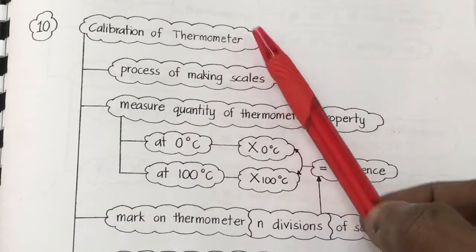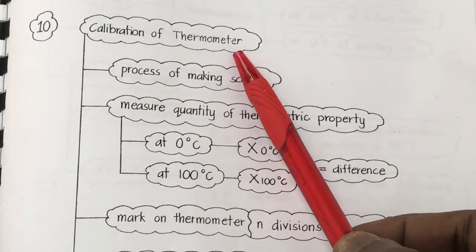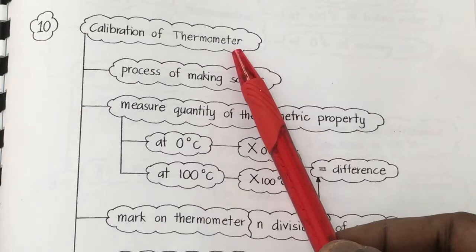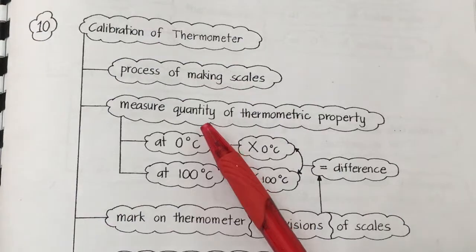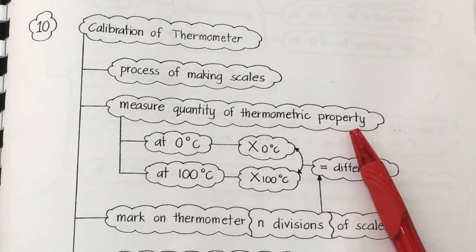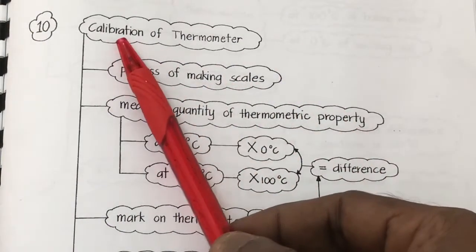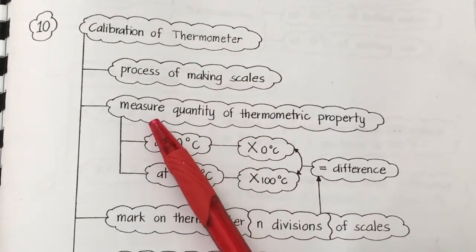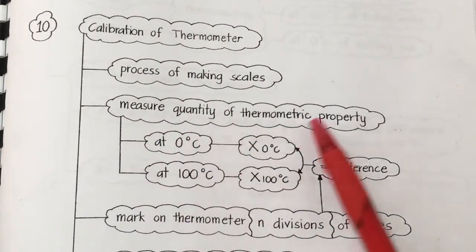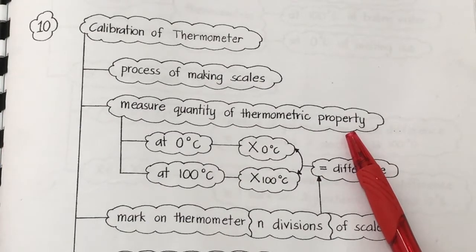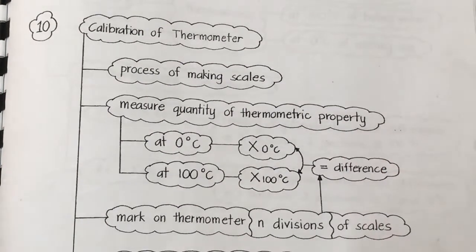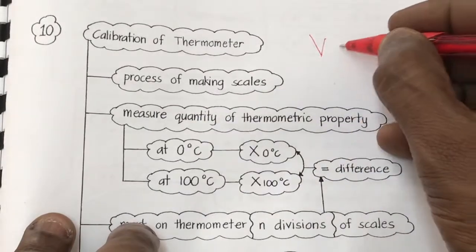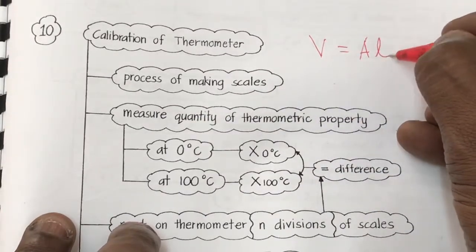Now in this calibration of thermometer, we are talking about the liquid in thermometer, the mercury thermometer. We measure the quantity of the thermometric property, which for the mercury thermometer was the volume. And of course volume V is base area times length.